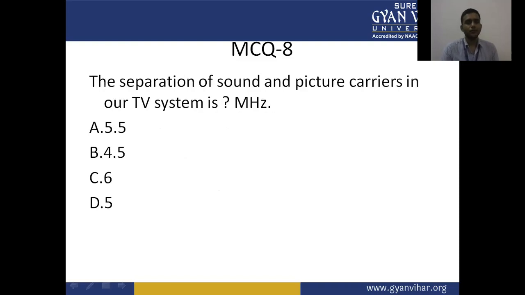The separation of the sound and picture carriers in our TV system is in megahertz: A, 5.5 megahertz, B, 4.5, C, 6, and D, 5.